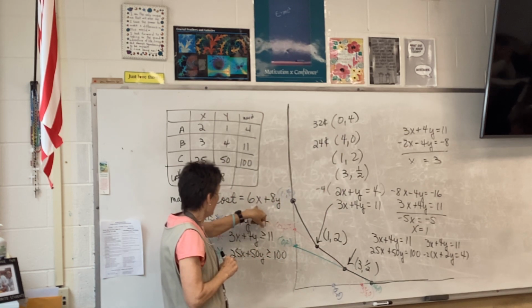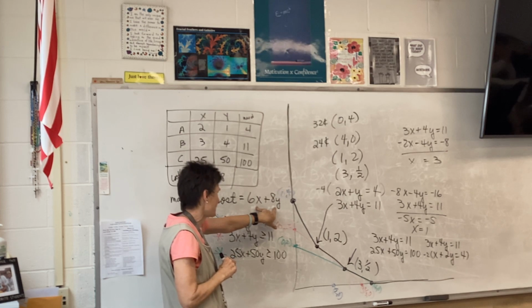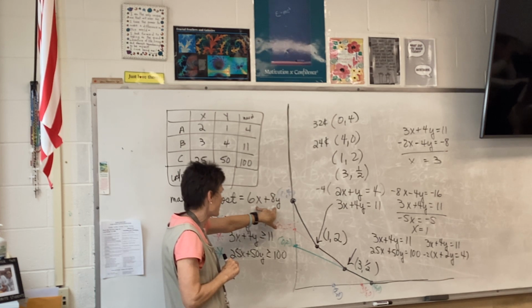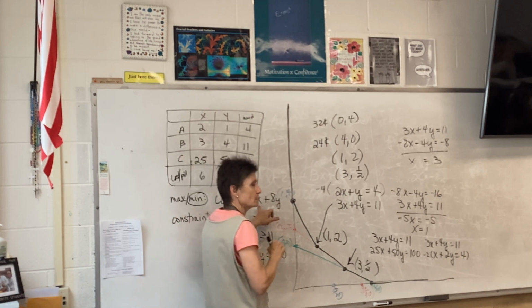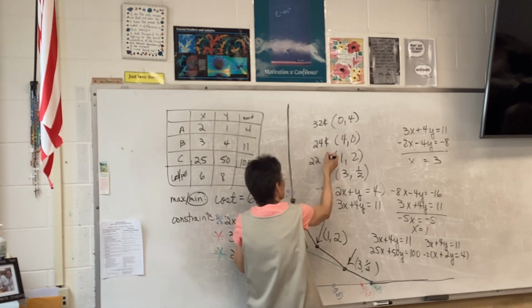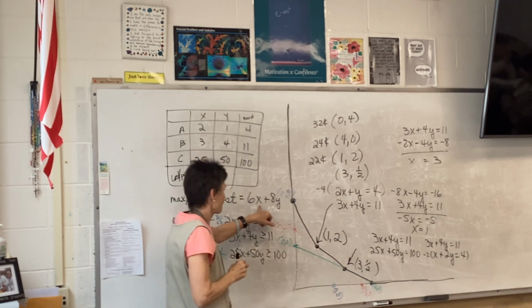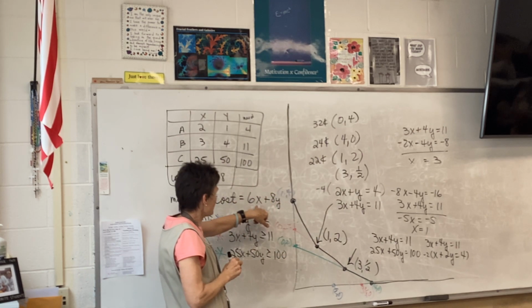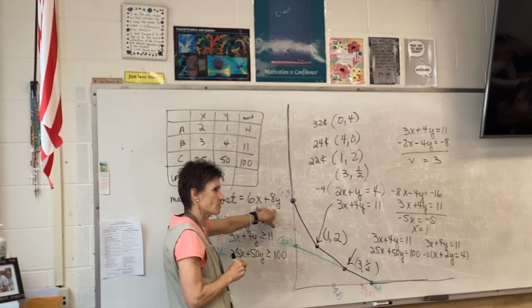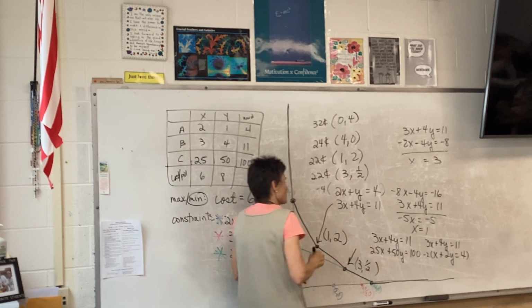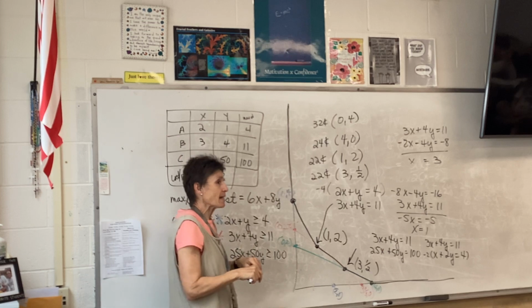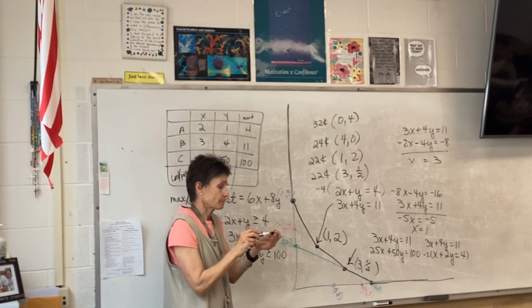What if I do 1 of these and 2 of these? 1, 2. Is that 22 cents? What if I do 3 of these and a half of those? Is that also 22? So that's good news. That means I have an option, right?